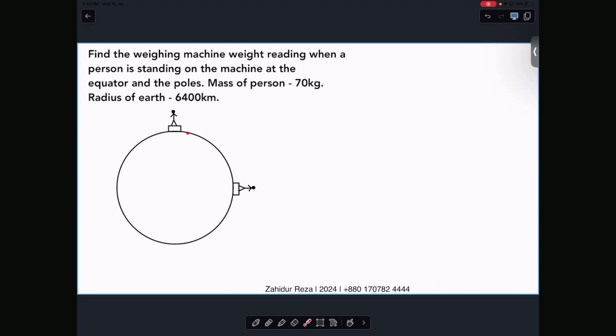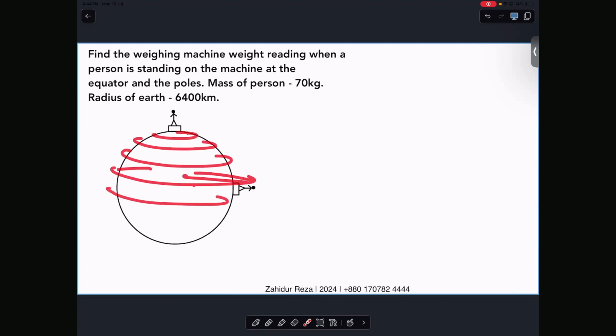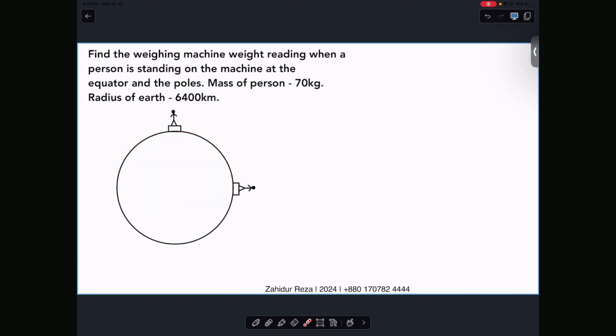As you start to move from here, the circles look like this. That's why the person at the equator would have the greatest circle. The person right at the pole is not really undergoing circular motion because he's right at the center of the circle. Okay, so that's the only hint you would need. Which one? The circles. Acha.